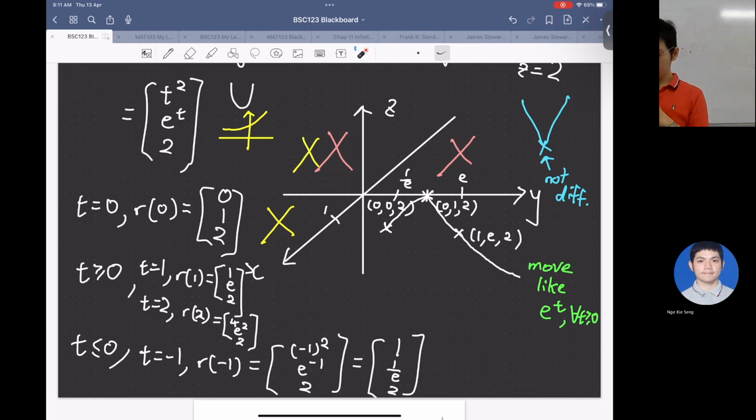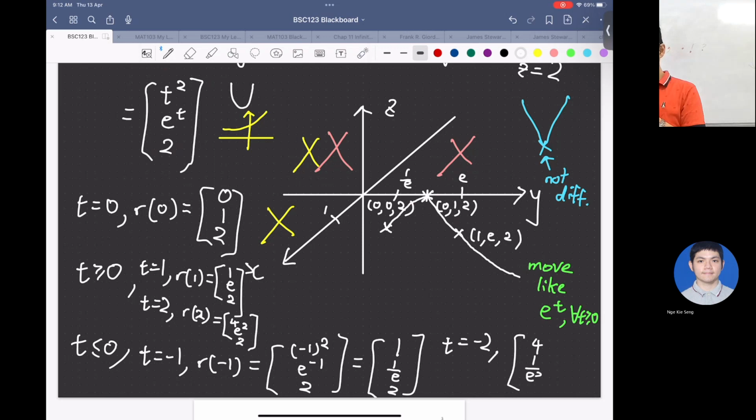So keep going. Let's take more numbers from t less than or equal to 0. Maybe take minus 2. What do I get for minus 2? I get (4, 1/e squared, 2). So at this we have (4, e squared, 2) at the top in the plane, and on the other side we have (4, 1/e squared, 2). So you can keep continuing.